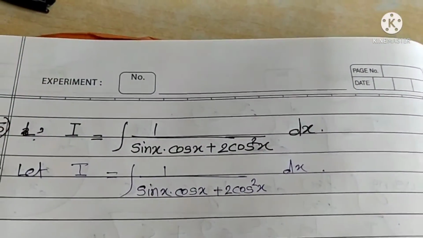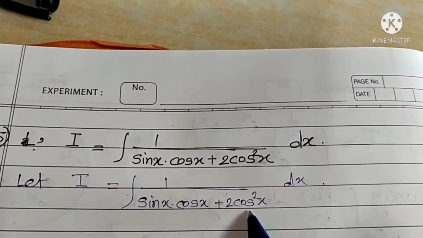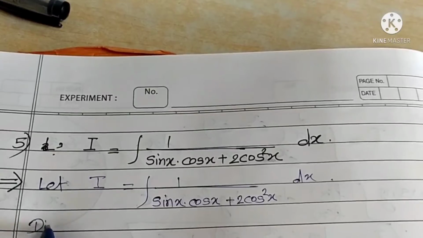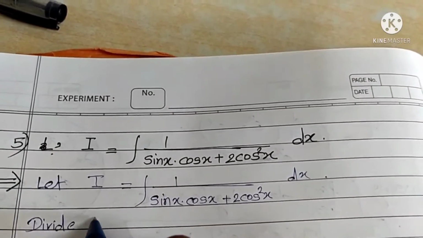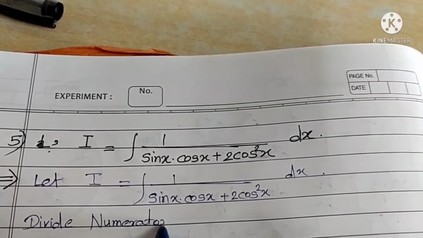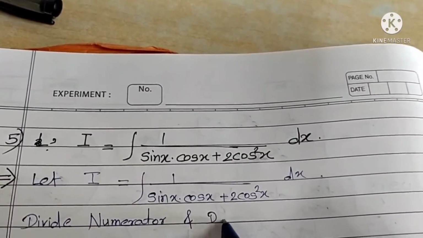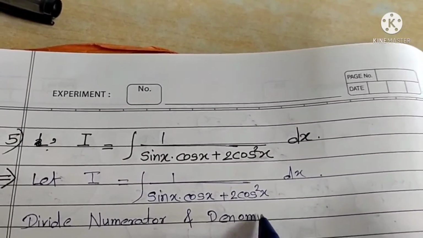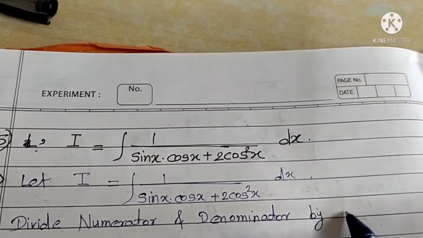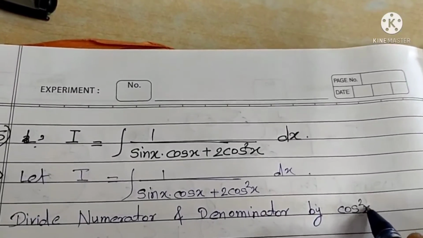now this type of example we have to multiply and divide by cos square x. So divide numerator and denominator by cos square x we get.